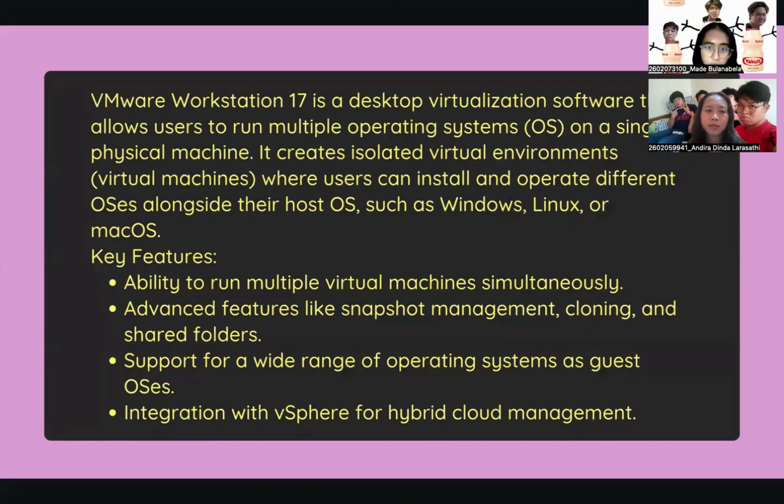So VMware Workstation 17 is a desktop virtualization software that allows users to run multiple OS on a single physical machine. It creates isolated virtual environments to allow users to install and operate different OS alongside their host OS. Some of the key features are the ability to run multiple virtual machines simultaneously, advanced features like snapshot management, cloning, and shared folders.